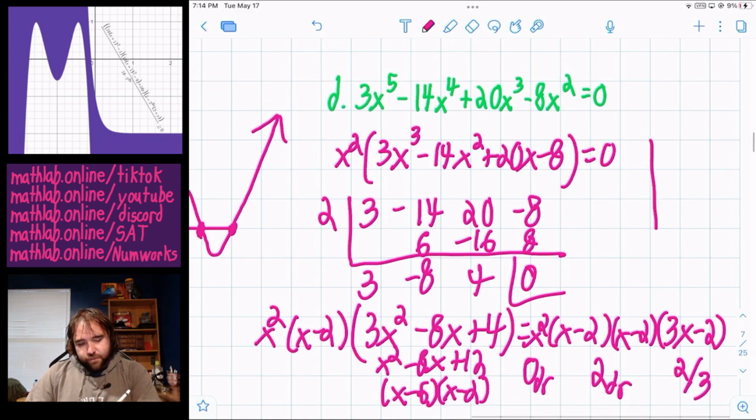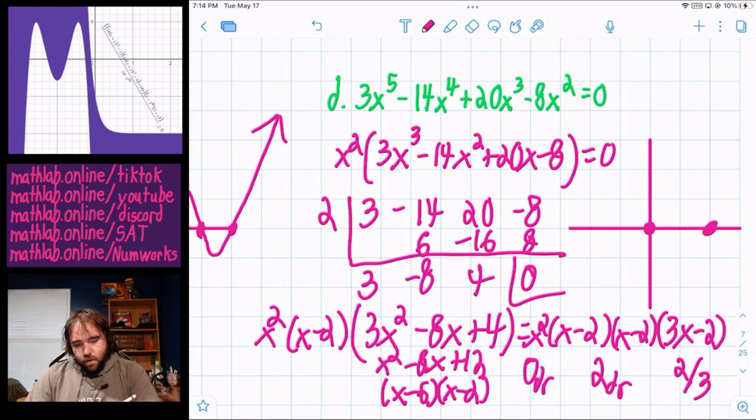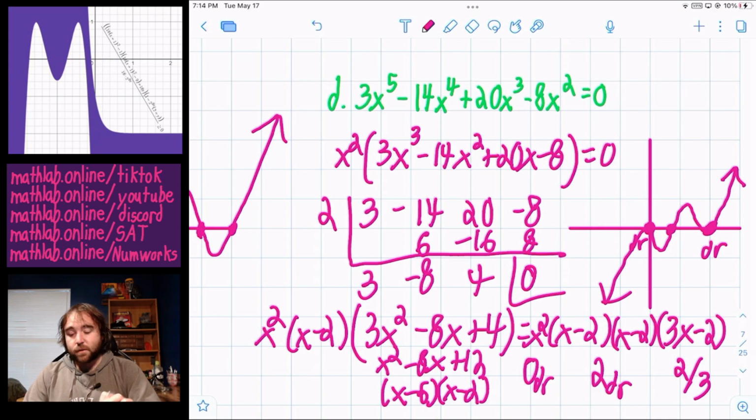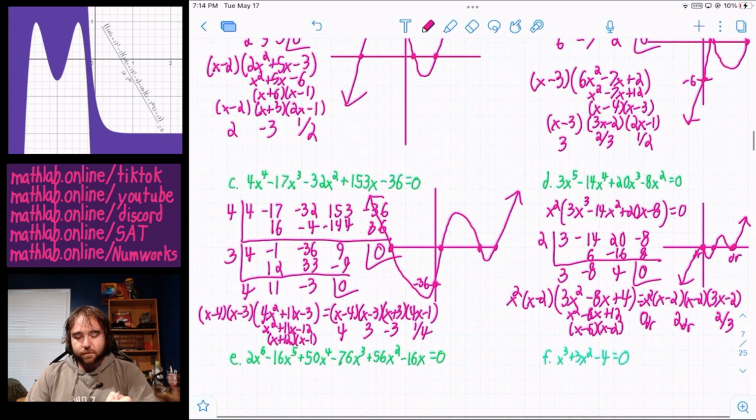Cool, so let's get a little graph. We don't need much, because we just got 2, 0, and 2/3. Positive, we're going to start up. What are our double roots? That's a double root and that's a double root. So we're going to bounce, we're going to cross, we're going to double root bounce, and back down. And that's an odd degree, so they're going opposite directions. That makes sense.